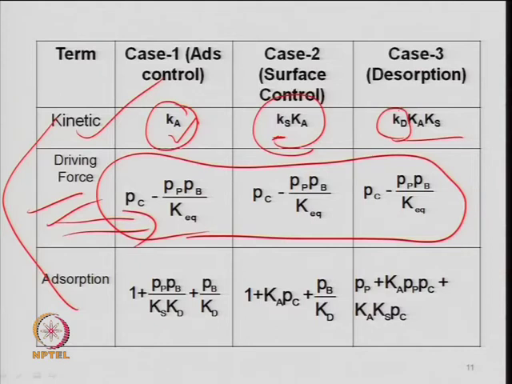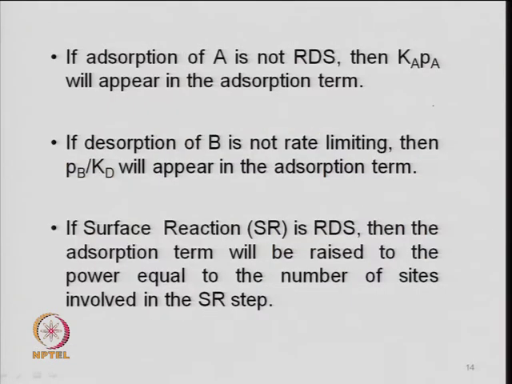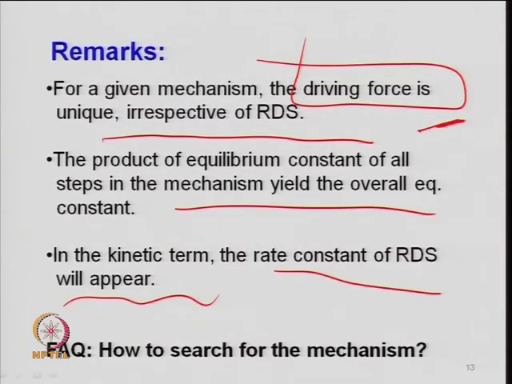When this step is rate controlling, say adsorption is rate controlling, it means its rate constant order is 0.001, suppose, whereas another rate constant order may be 10 and another may be 100, right. So, the slowest rate is this. So, this is the rate controlling step, because the rate is controlled by the slowest step of the reaction. When its k is low, the rate will be low and that will be rate controlling. So, this is the postulation we have discussed here, that k p A will not appear in the adsorption term if A is not the rate determining step, right. In the kinetic term, the rate constant of the RDS will appear. So, that we have seen.